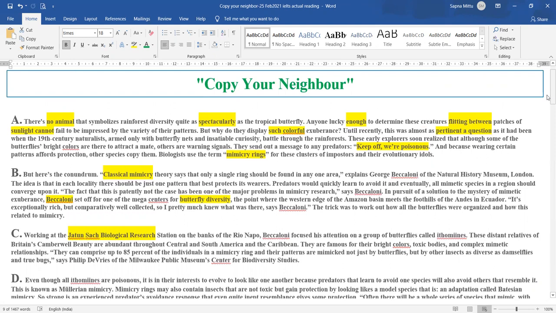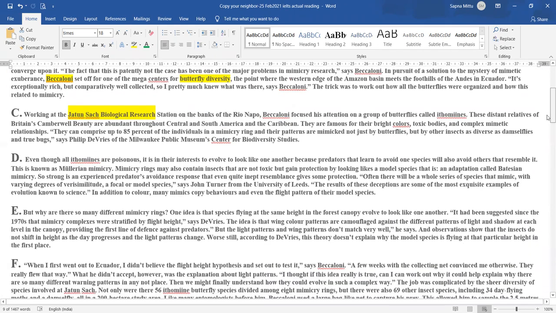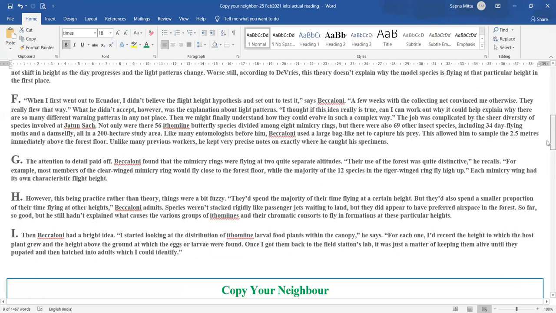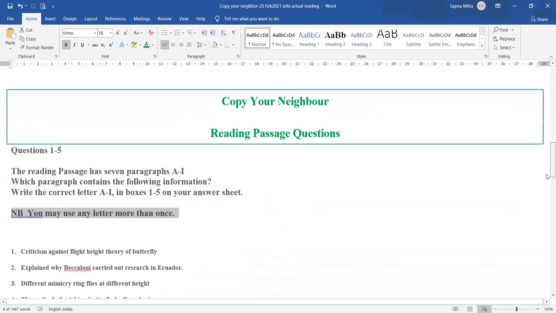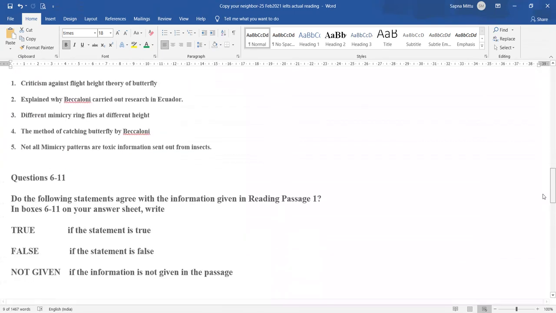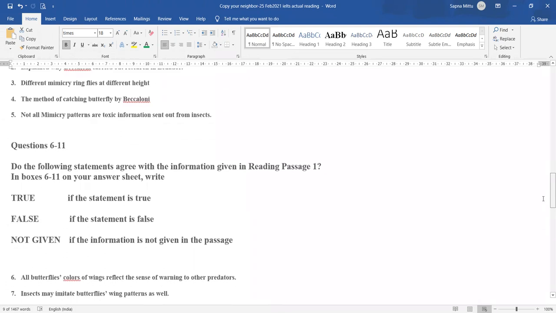After that, you will go to true, false, not given. I'll be doing true, false, not given with you guys so that you understand what the problem is and where you lack. If the statement is totally true, the answer would be true. If the statement is contradictory, in one or two words or the meaning, and it is opposite to it, so the answer is false.